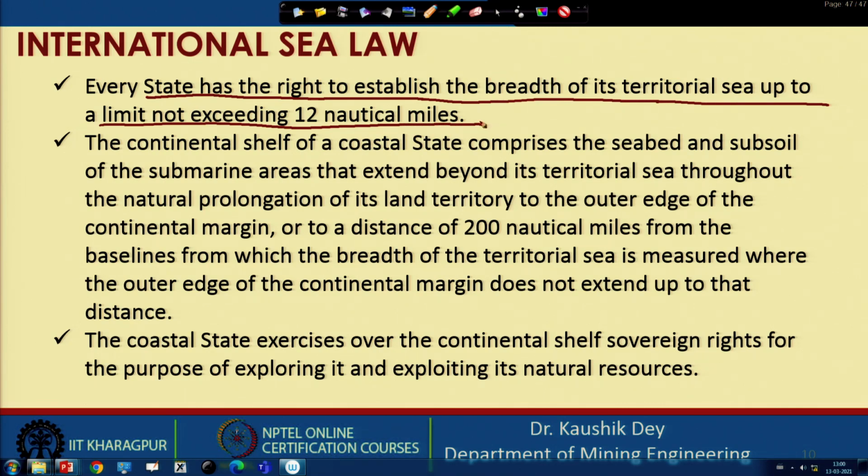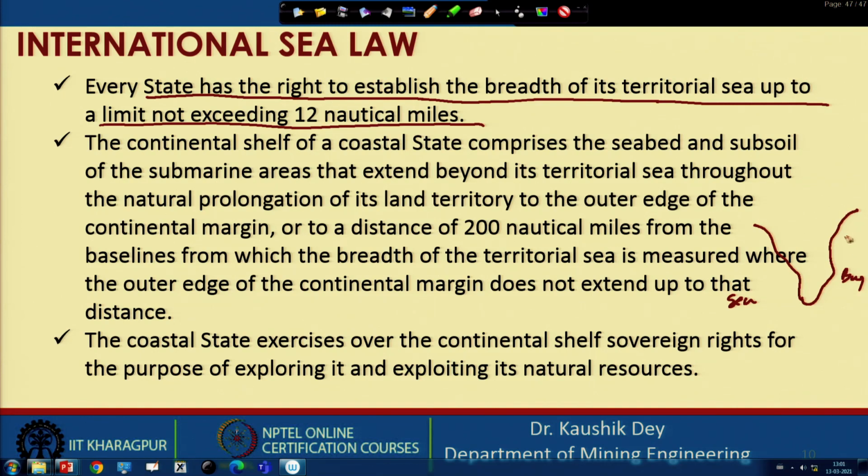Say this is our Indian territory, this is the Arabian Sea and this is the Bay of Bengal, and we consider this from the coastal baseline. There is a definition of the baseline also. If you go through the details of the international sea law, all of this is available on the website, and you will find how the baseline has to be established.